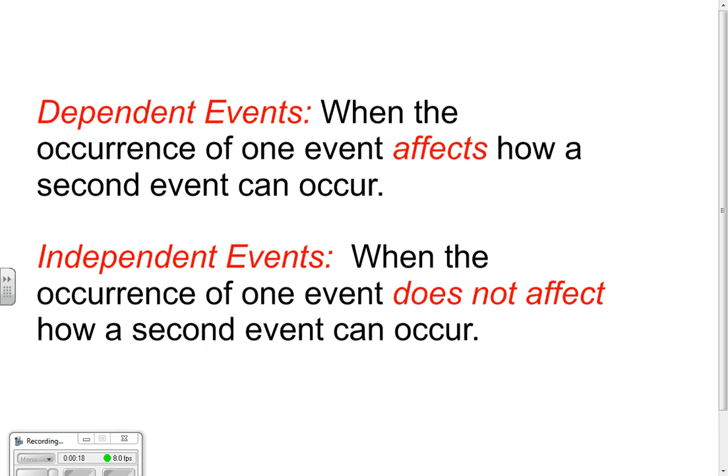In a dependent event, one of the events will affect how the other one can occur. This usually happens anytime they say without replacement. So they don't put something back, they take it and don't put it back.